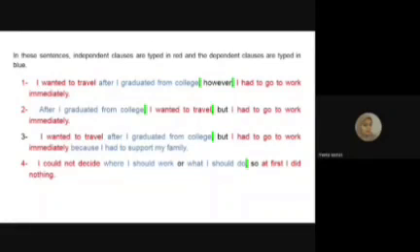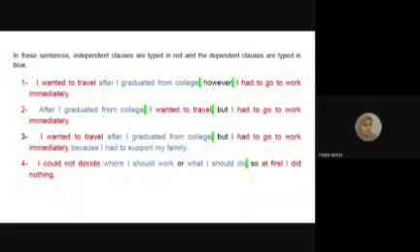Number four, "I could not decide." This is the first independent clause, "where I should work or what I should do." So at first I did nothing. So here we have two independent clauses and two dependent clauses. So the first one is "I could not decide."